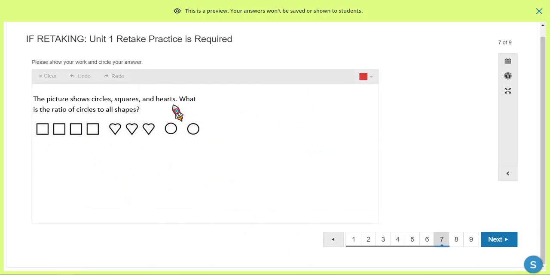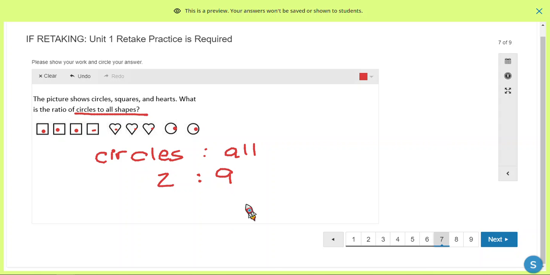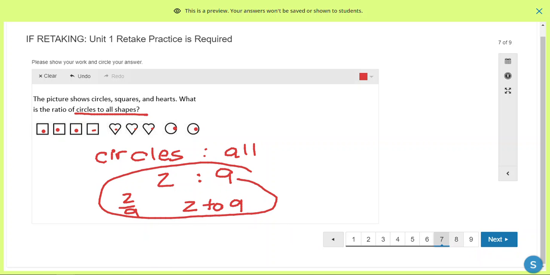Number 7, the picture shows circles, squares, and hearts. What is the ratio of circles to all shapes? So I'm going to do circles to all. There are 2 circles to all the shapes. There's 1, 2, 3, 4, 5, 6, 7, 8, 9 shapes. 2 is prime, and it doesn't divide 9. So you can write it as a colon. Here's 2/9 as a fraction, and here's with the word to. And all of those are correct.